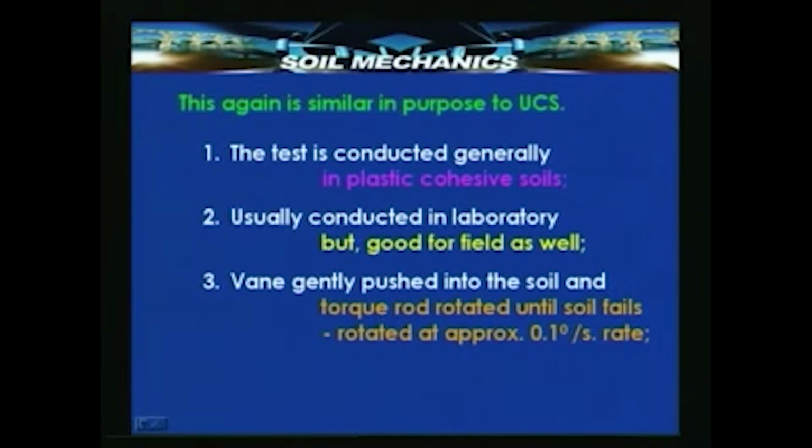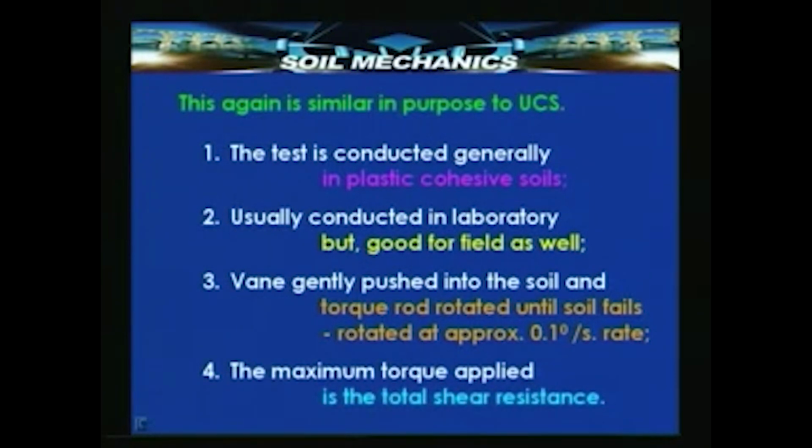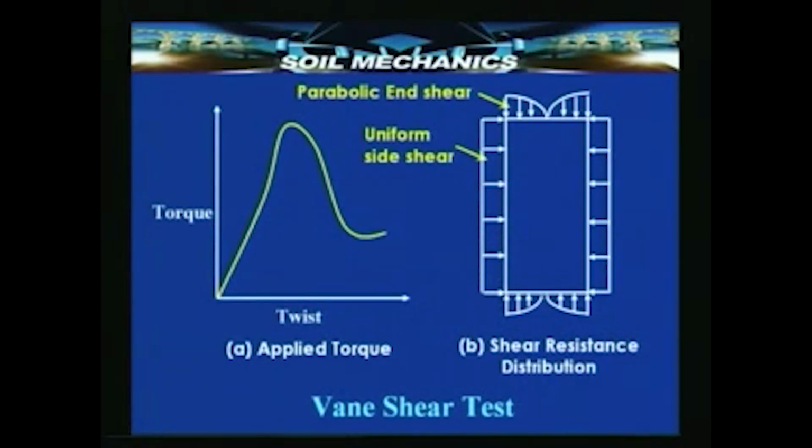Rotation at a slow speed is very important. Usually the rotation is done at approximately 0.1 degree per second. The maximum torque applied is obviously the total shear resistance. Now we can derive expressions from which we can compute the total torque applied and the corresponding shear resistance. How do we do that?